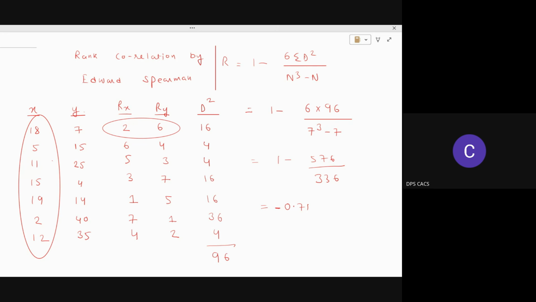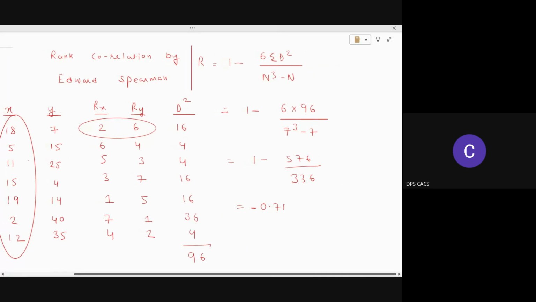0 point? What is he saying? It is coming as positive. How will it come as positive? 576 by 336 is greater than 1. Right now? Negative 0.71. Any problem? It can be negative, no problem at all. -1 to +1 is the range.